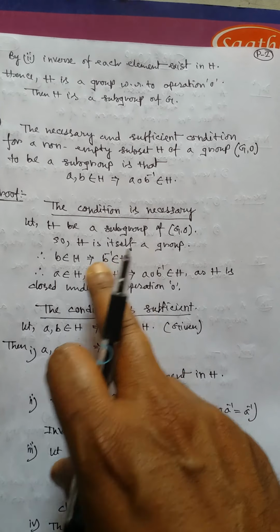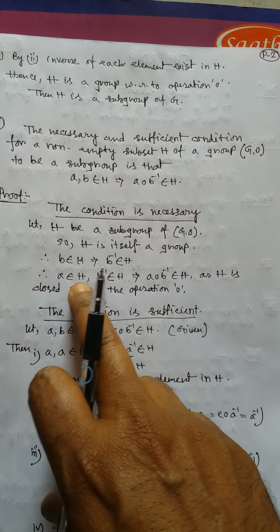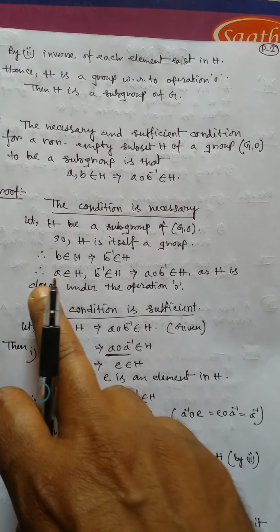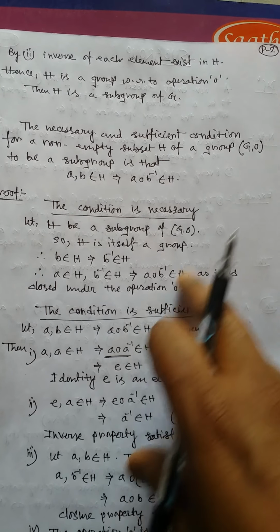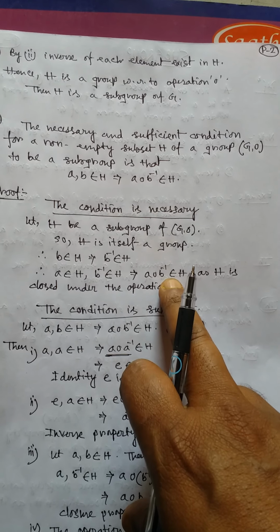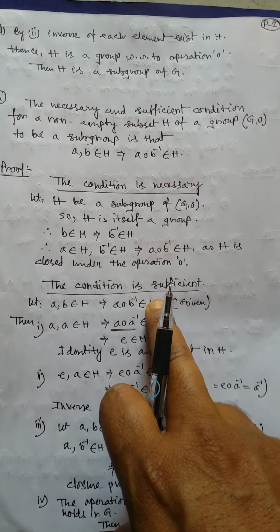Now take another element, A belongs to H and B inverse belongs to H, so the closure property must be satisfied because it is a group. Then using these two, A compose B inverse belongs to H, so H is closed. Then both of these things prove that A compose B inverse belongs to H. Now the condition is sufficient.